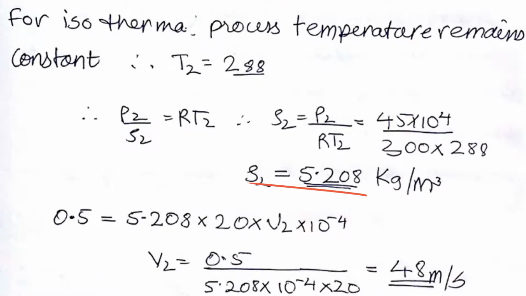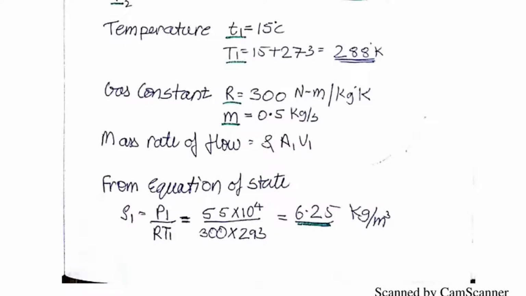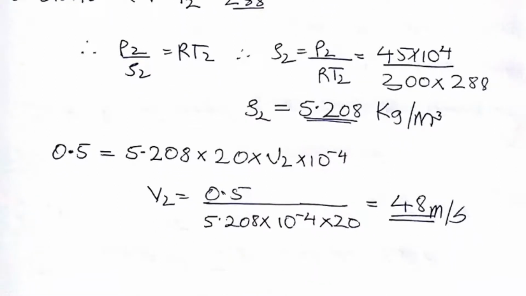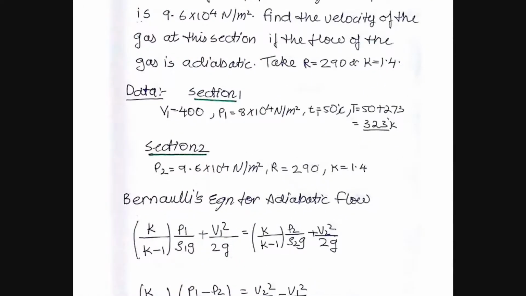Since we know the value of rho2, we will substitute it in the mass flow rate equation. In this equation, we know the value of the mass flow rate, we have found the density, and we also know the area. So V2 will be equal to 0.5 divided by 5.208 and that divided by 10 to the power of minus 4 and 20. After we solve this, we get V2 equal to 40 meters per second. So in this question, we have found both the respective velocities. And now we will look into the second question.